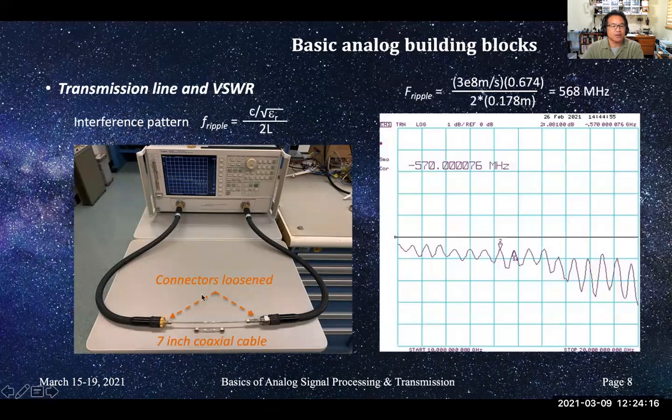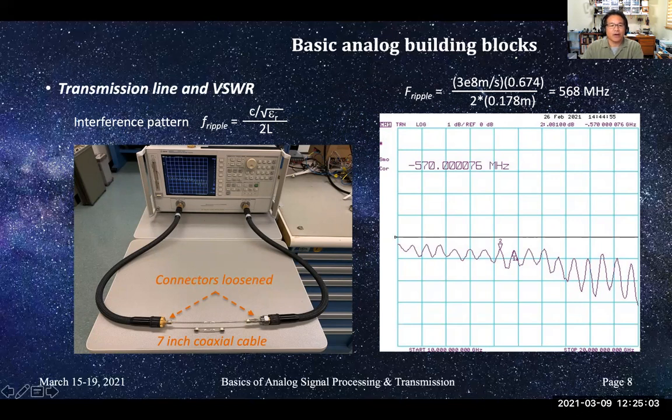I did an experiment where I have a 7-inch coaxial cable, and I purposely loosened the connectors to make rho large enough so that you could see it. And then I measured the response from 10 to 20 gigahertz. And one can calculate the standing wave interference pattern by this relationship: F ripple equals the velocity through the coax, so speed of light divided by the square root of epsilon, the dielectric material, which is Teflon in this case. And then 2 times L, because the reflected signal goes through that coax twice. It goes backwards 1 and then forward 1. So that's 2 times L.